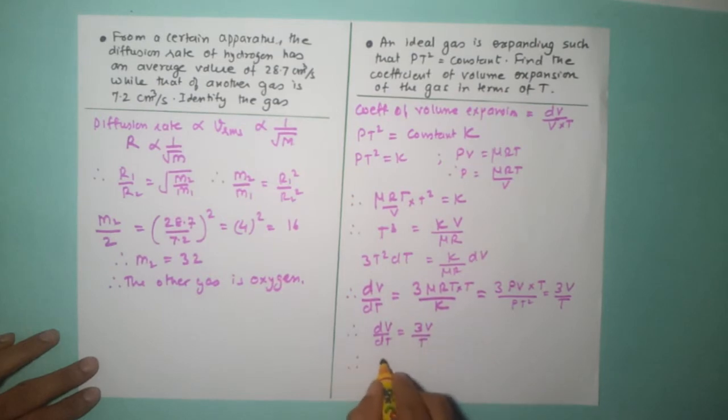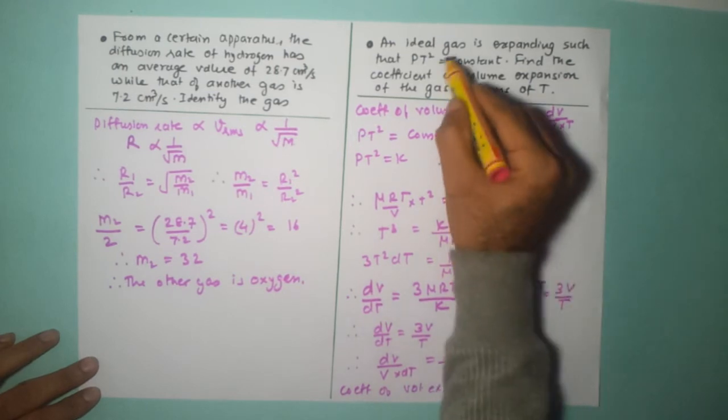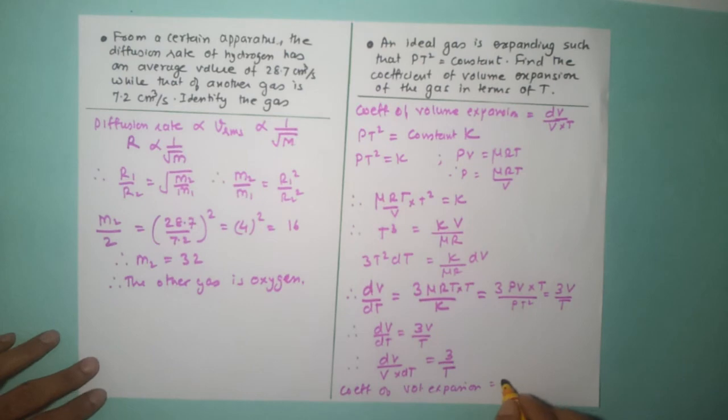And therefore, dV by V into dT, I bring this V over here, this will give me 3 by T. And therefore, I can say that the coefficient of volume expansion for this gas, which is following the equation P T square is equal to constant, is 3 by T. Thank you.